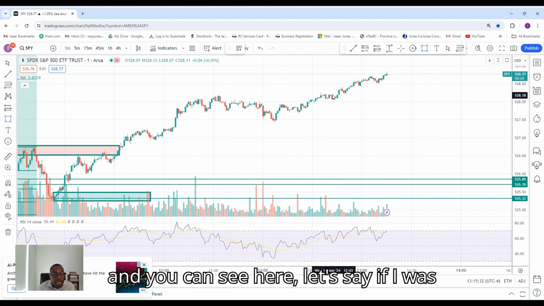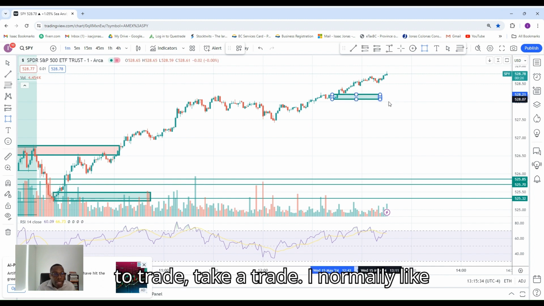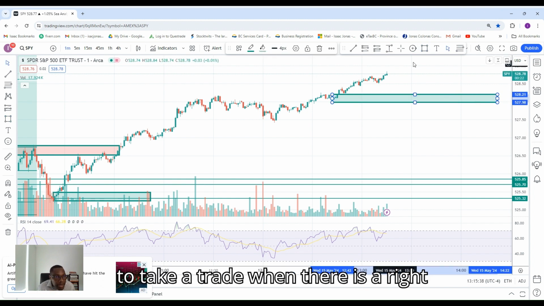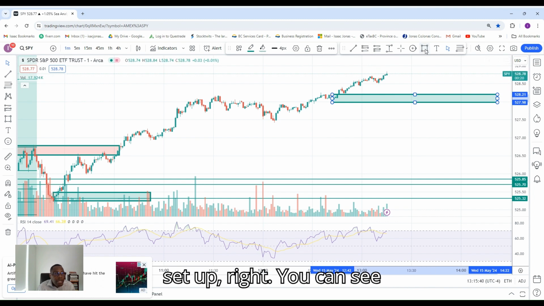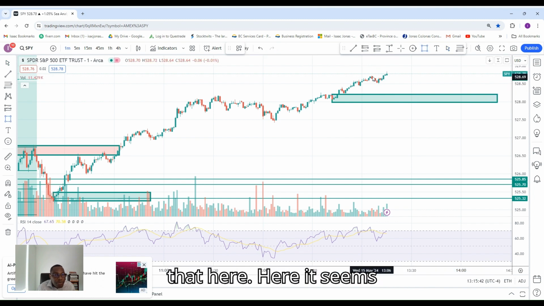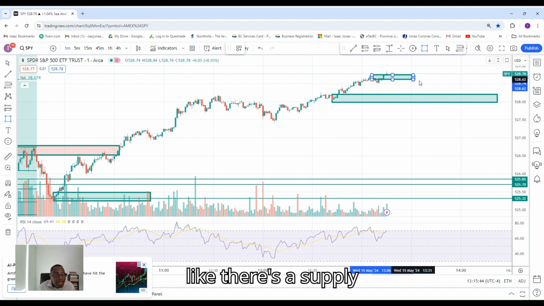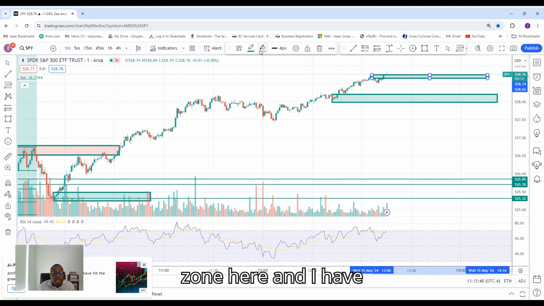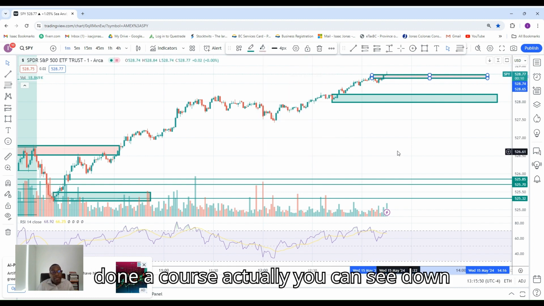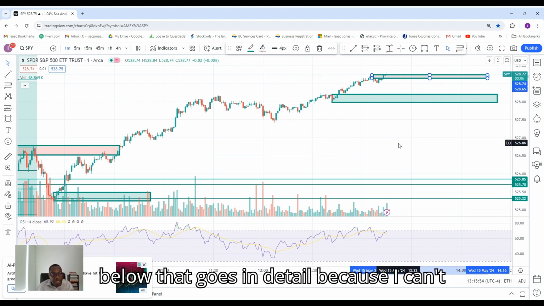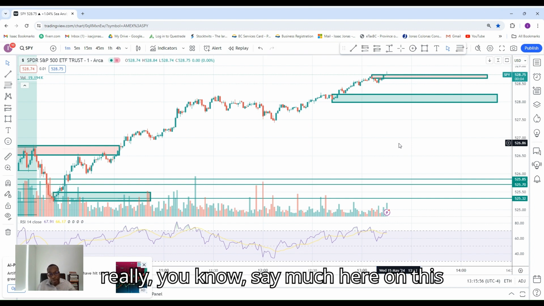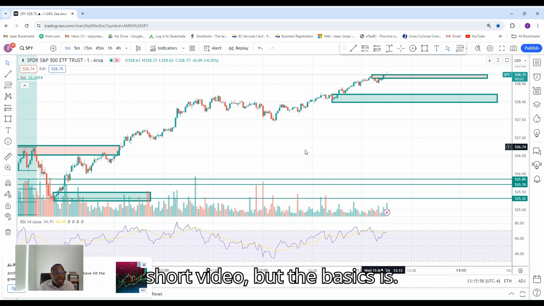And you can see here, let's say if I was to take a trade, I normally like to take a trade when there is a right setup, right? You can see that here, it seems like there's a supply zone. And I have done a course, actually, you can see down below, that goes in detail, because I can't really say much here in this short video.